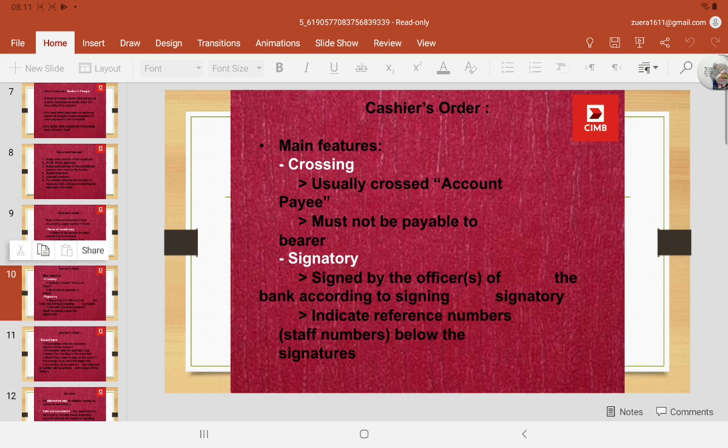There must be a crossing, which is usually done by stating account payee. And then they must have a signatory, which is a signature signed by the officer of the bank. And then they must have a reference number, which is the staff number below the signature. So these are the features of the cash order if you want to transfer the money.